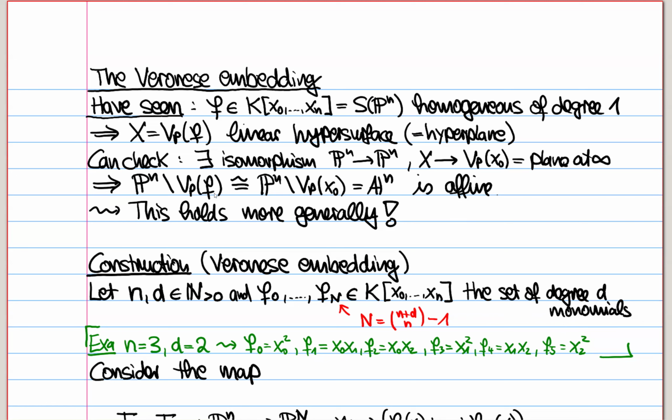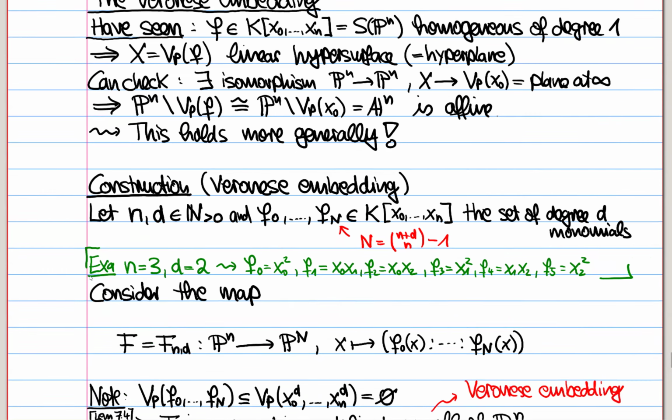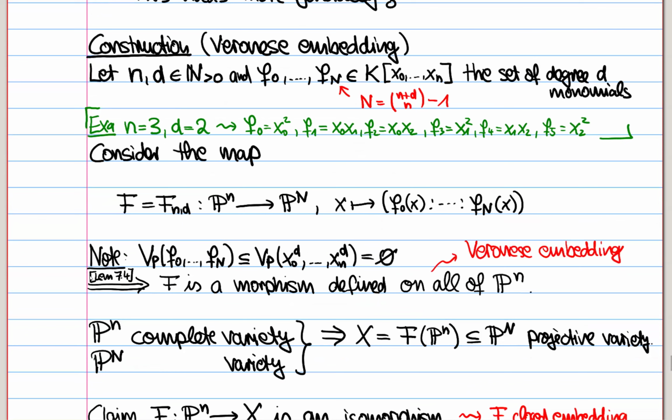And the tool that we're going to use is the so-called Veronese embedding. And this is the following. We fix n and d, positive integers, and then we let f0 to fN be the set of degree d monomials. So this big N is exactly n plus d choose n, minus 1, because we start with f0. This is the number of such degree d monomials. So for example, for n equals 3, d equals 2, we have x0 squared, x0 x1, x0 x2, and so on until f5 is equal to x2 squared. So we just enumerate them a priori in any order that we like.